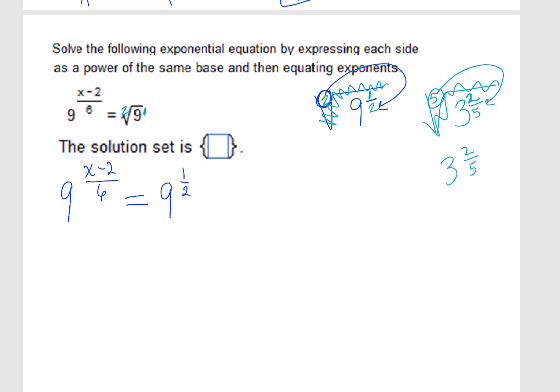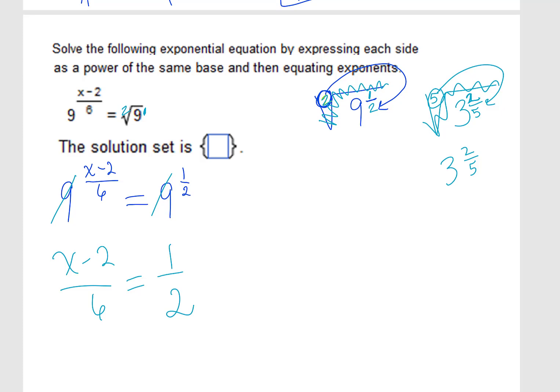Okay, so going back to our problem. So now I have the same bases. That worked out nice because I had a 9 underneath the square root. So drop my bases, set my exponents equal to each other. Okay, I can start solving for x a couple different ways. I'm going to use cross products.